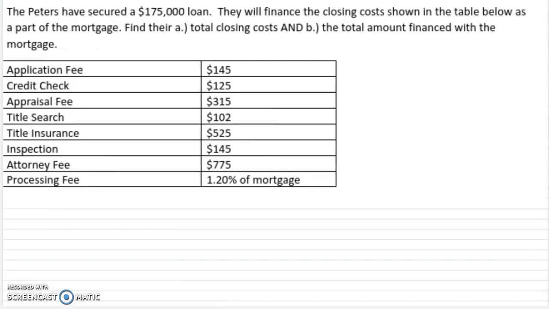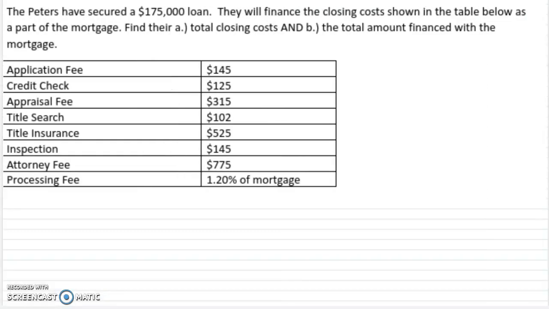The Peters have secured a $175,000 loan. They will finance the closing costs shown in the table below as a part of the mortgage. Find their A, total closing costs, and B, the total amount financed with the mortgage. You could show your work on this page for the previous question, calculating your total closing costs here in the first box, and then the total amount financed in the second box. Again, this is referencing slide 8, question about the Peters and their closing costs.